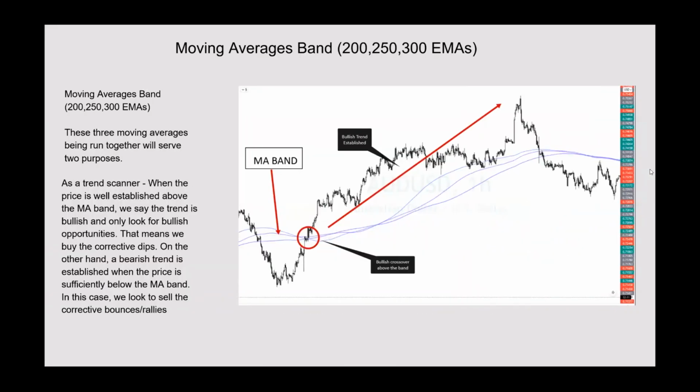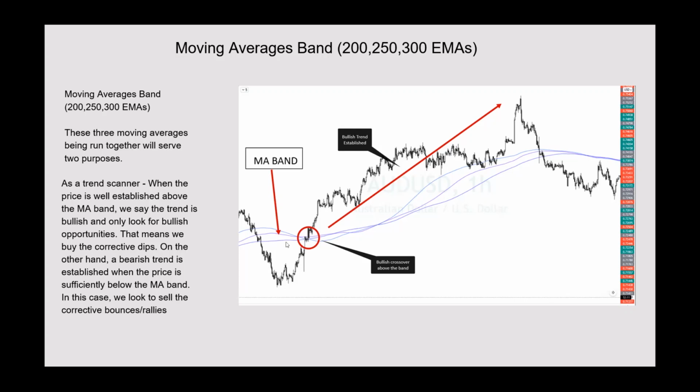Now we're going to make use of the moving average in 2 ways. Number one, we're going to use it as a trend determiner. We're actually going to make use of 3 different moving averages. The first one is the 200 moving average, the second one is the 250, and the third one is the 300 exponential moving average. These 3 moving averages run together will serve 2 purposes. The first one is a trend scanner.